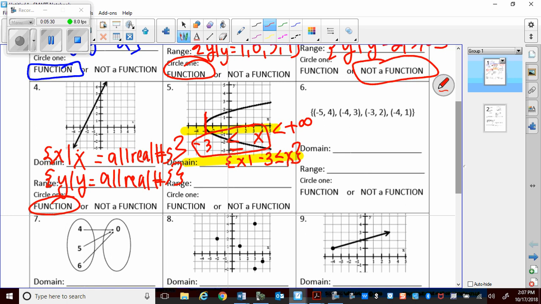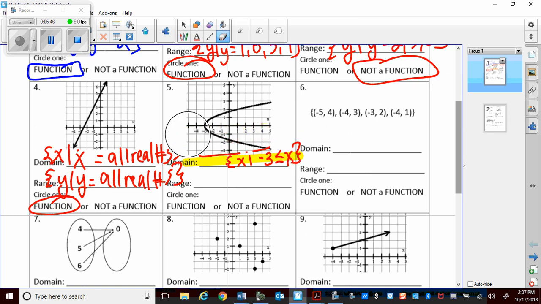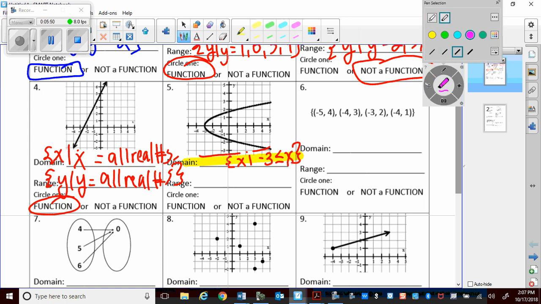Now, let's look at our y value. Pick a color. I'm going to pick blue. And I'm going to highlight the y-axis. Now, starting at the bottom, this is headed down. Where is it going? Where's it coming from?